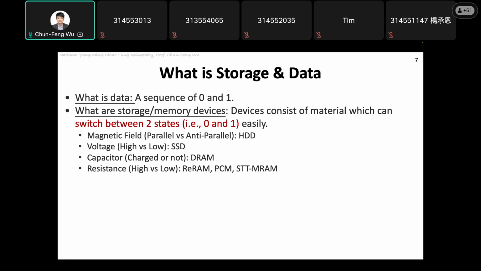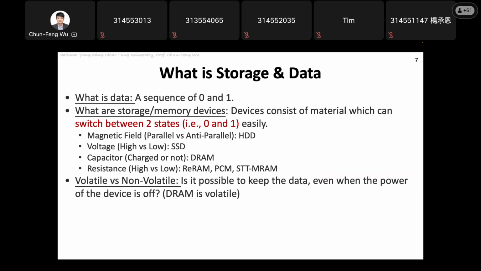So actually it doesn't really store this kind of digital stuff in your device, because for the device part, they're all analog. What we store in the device is all analog stuff. DRAM is about the capacitor: the capacitor is charged or not, which lets the DRAM show a 0 state or 1 state. And there are also new emerging devices like ReRAM, PCM, and STT-RAM. They use the resistance to represent the data.